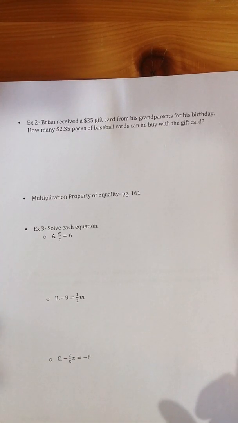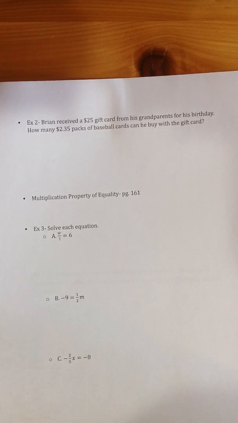I'm going to set it up like an equation just because that's what we're working on. But if it didn't say anything about setting up an equation, you could definitely just take 25 and divide it by $2.35 and get however many packs of cards you can get. Because we are working on equations, I'm going to show you how to set it up as an equation.